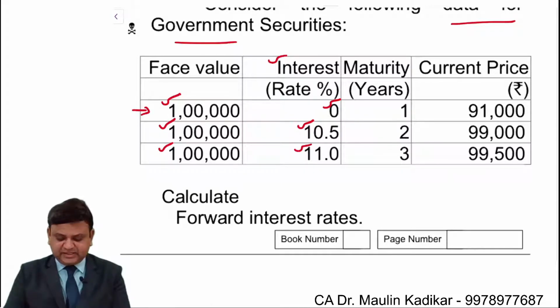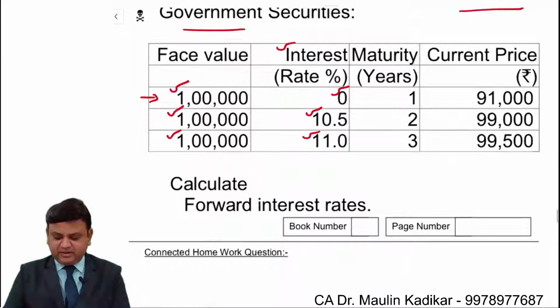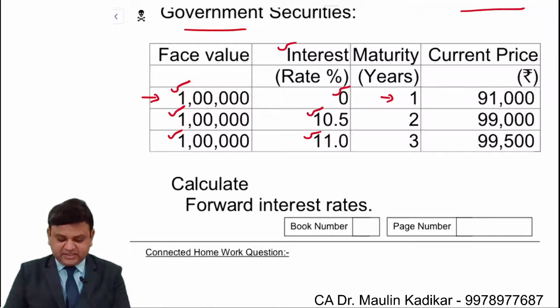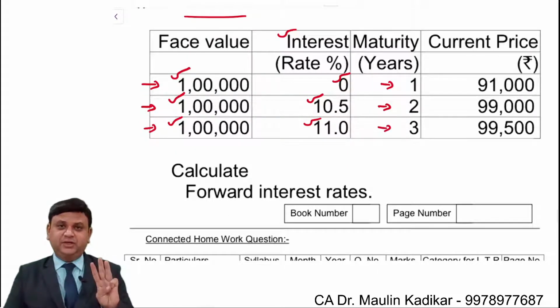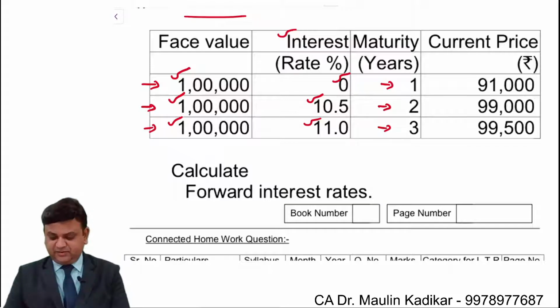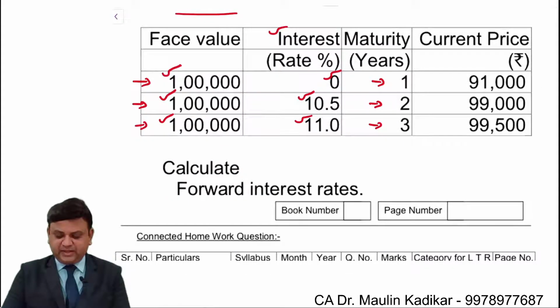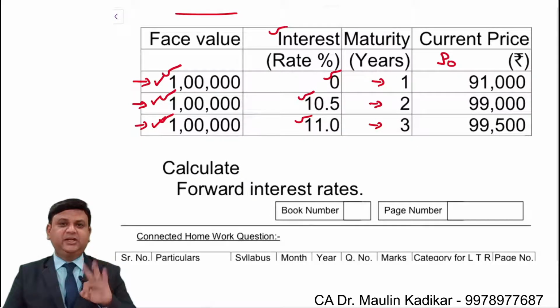The first security has a maturity time period of 1 year. The second security has a maturity time period of 2 years. And the third security has a maturity time period of 3 years. Like that, information is given. P0, the current price, is provided to us. It is 91,000 for this security, 99,000 for this security and 99,500 for this security. So for the three individual securities, the current price is provided to us in the example.